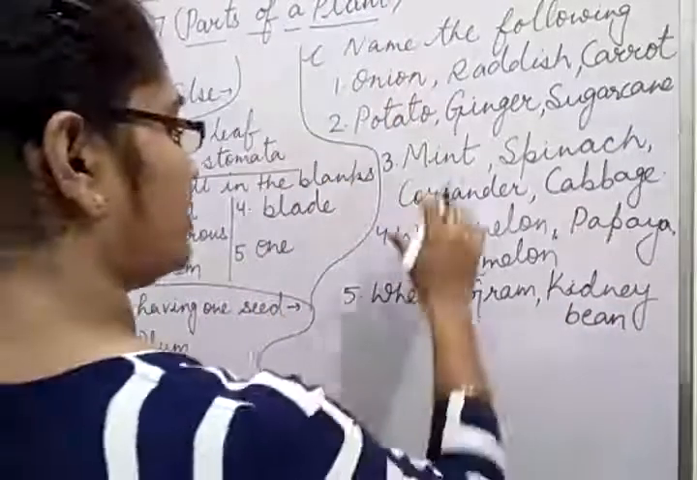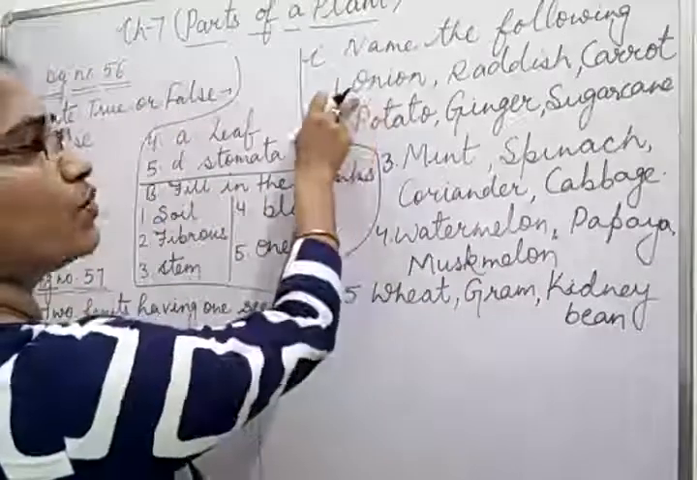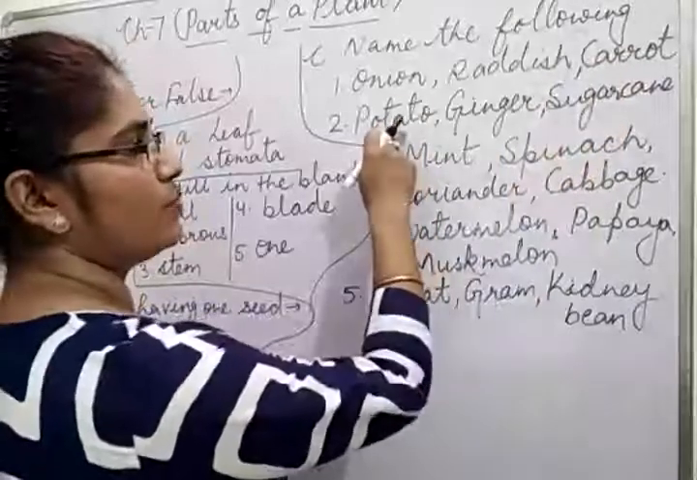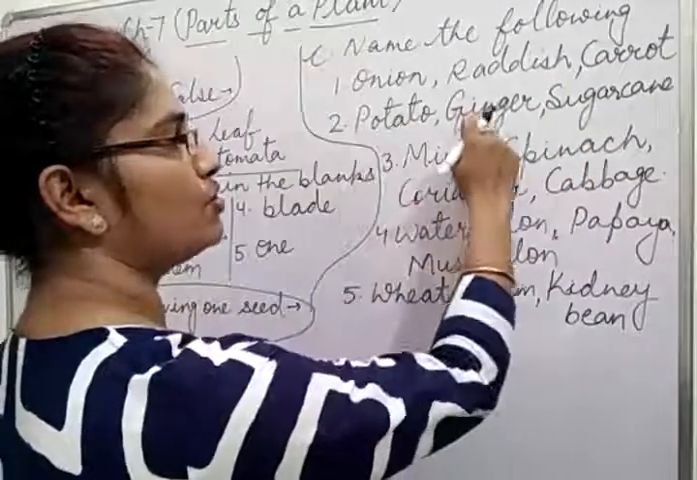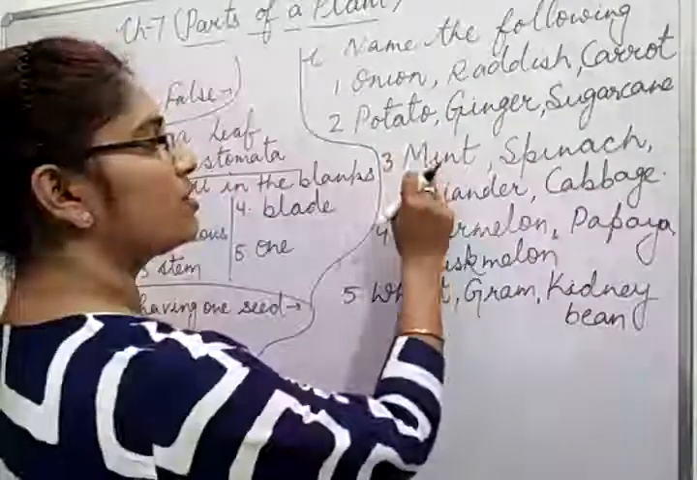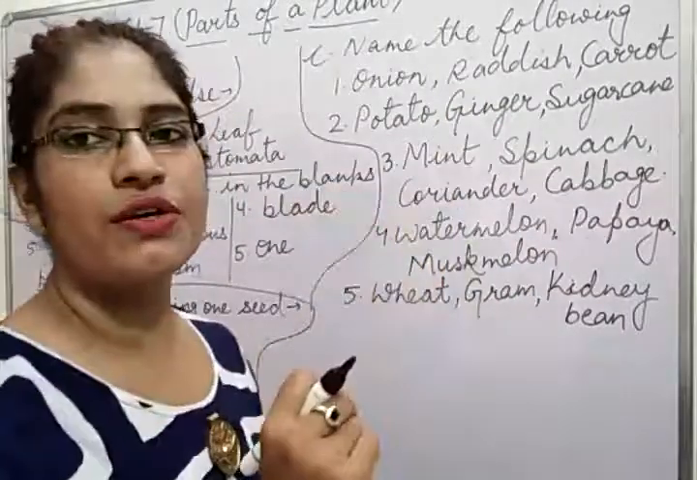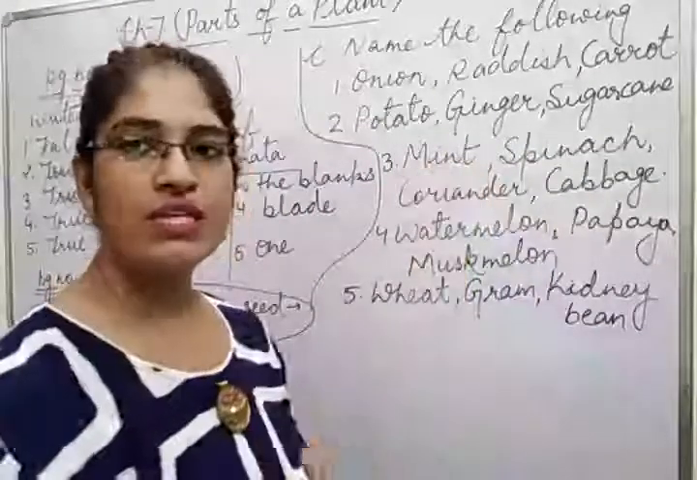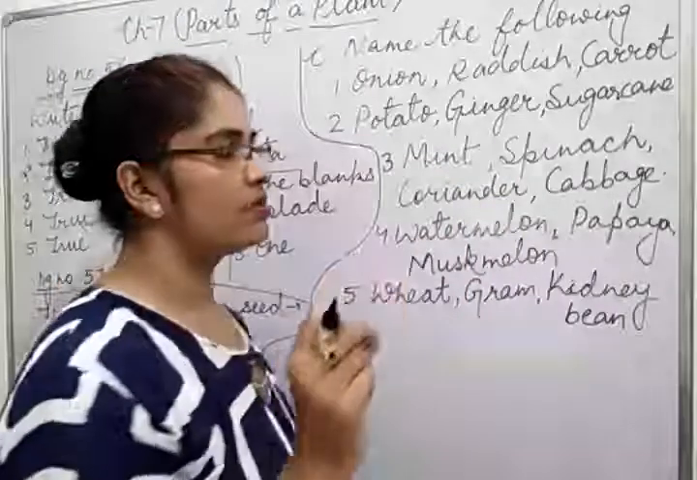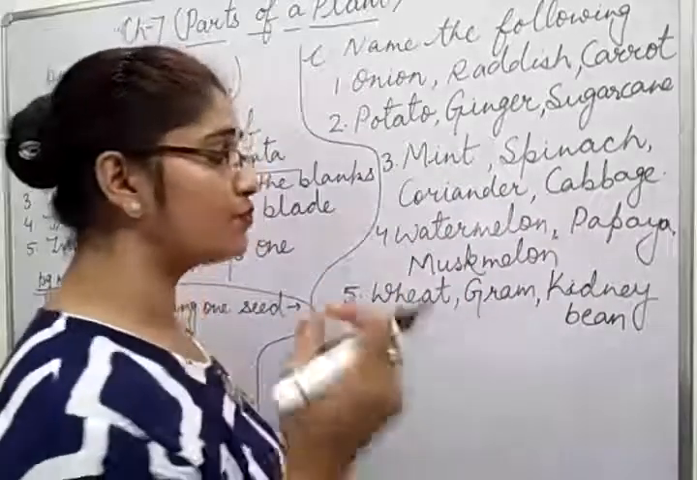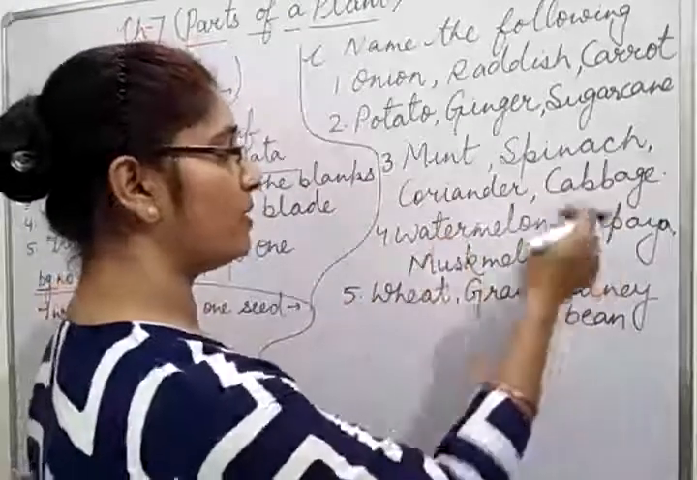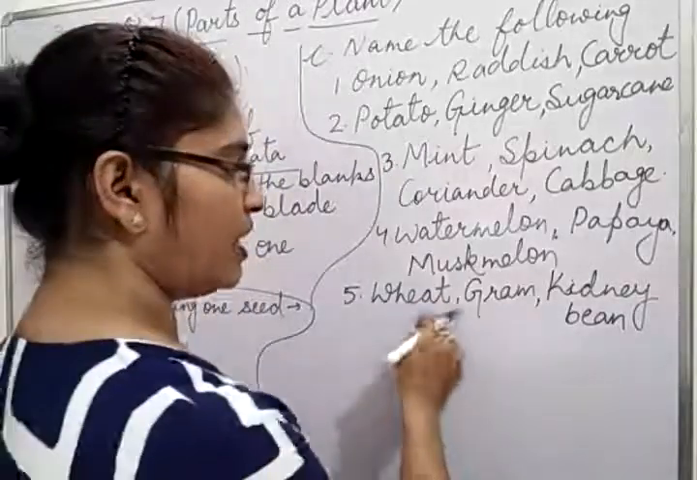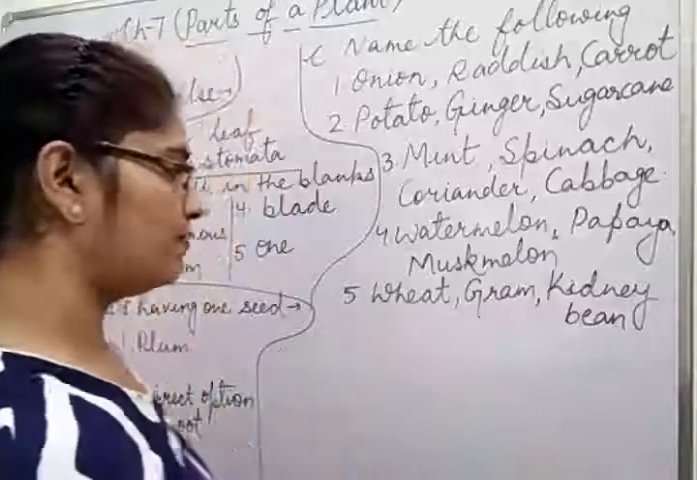Okay. So these 5 questions are very important. What was the first question? Which roots do we use to eat? 3 edible roots: onion, radish, carrot. This one is about edible stem: potato, ginger, sugarcane. Then third, leaves which we use to eat, that is spinach, coriander, cabbage. You can write down mint also, and tulsi can also come. Then fourth one, the fruits which have many seeds: watermelon, papaya, muskmelon. You can write down. And the seeds which we use to eat, edible seeds: wheat, gram and kidney bean, you have to write.